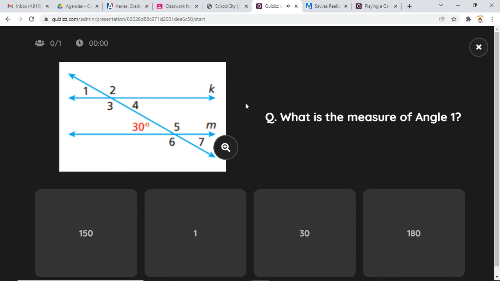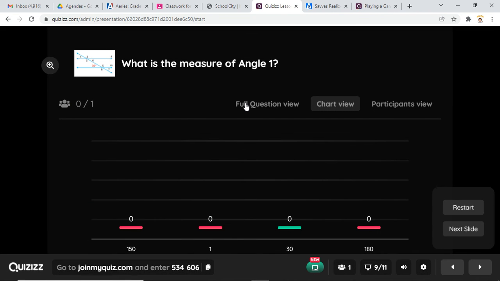All right, if you said that was 30 degrees, you're absolutely correct. The angle 1 and the one that has 30 degrees here are corresponding. They're the same angle, which means they're going to have the same measurement. So angle 1 would be the same as this, which is 30 degrees. All righty, last question for us, and then you guys will have to write a conclusion.